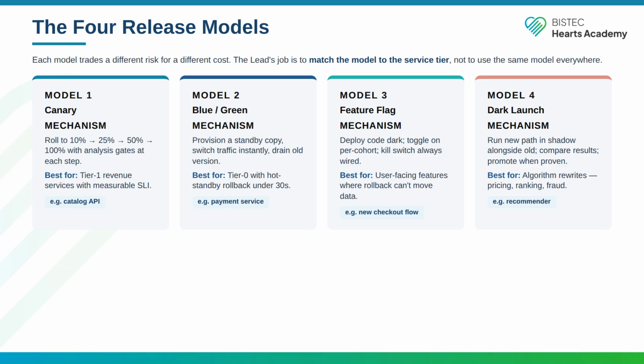Dark launch: run the new code path in shadow alongside the old, compare results, promote when the shadow path has been proven. The cost is duplication of compute and the difficulty of building meaningful comparison traffic. The win is safe evaluation for algorithm rewrites. Pricing, ranking, fraud detection, where the cost of being wrong is silent and large. Pick the model that matches the failure cost of the service, not the one your team likes the most.